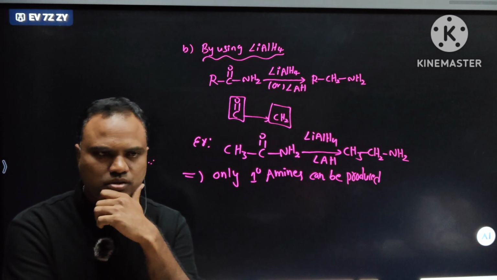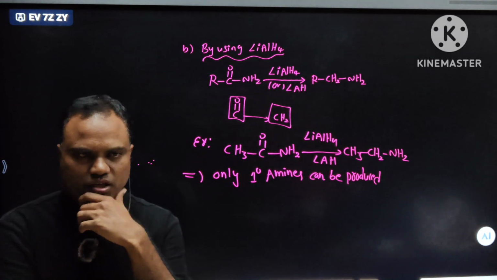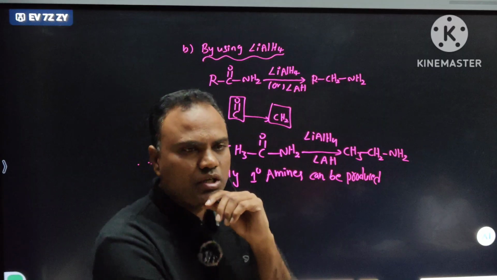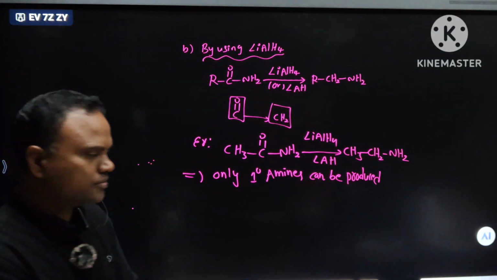Next method, Hofmann bromamide reaction is our next named reaction, Gabriel phthalimide synthesis.